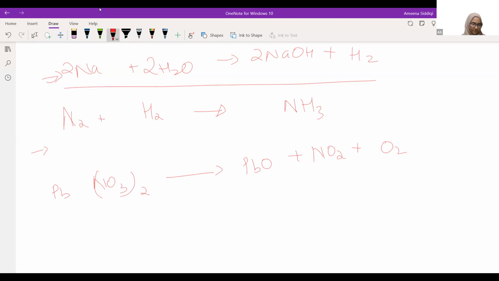2N2 plus 6H2 equals 4NH3. Okay. I don't think that is correct, because let's see why. See, nitrogen is imbalanced. What can we do? Can we just put 2 here or 2 here? We can put 2 here, right? Then nitrogen becomes balanced.